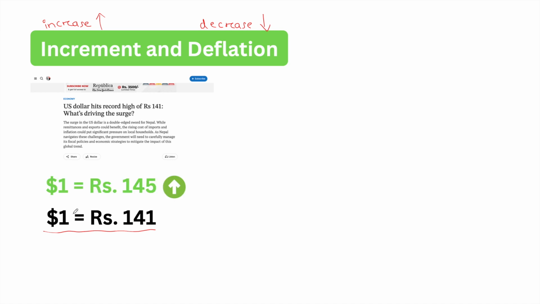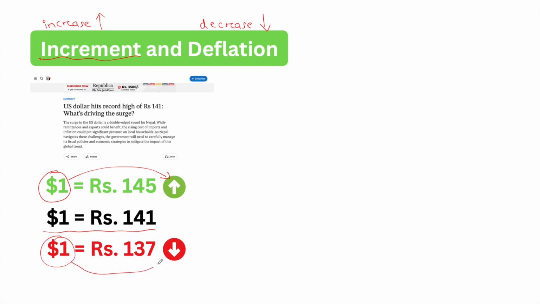If $1 is equal to 145 rupees, that is the value of US dollar is increasing, because previously we used to get rupees 141 from $1. However, now we are getting 145 Nepalese rupees from $1. So the value of US dollar is increasing, that is increment is happening. However, if that $1 becomes 137 Nepalese rupees, we say that the value of dollar is decreasing and deflation is happening. So this is about increment and deflation.